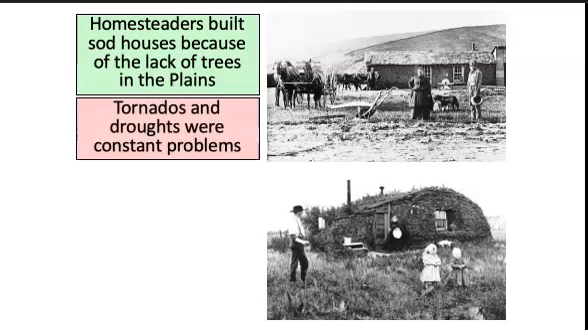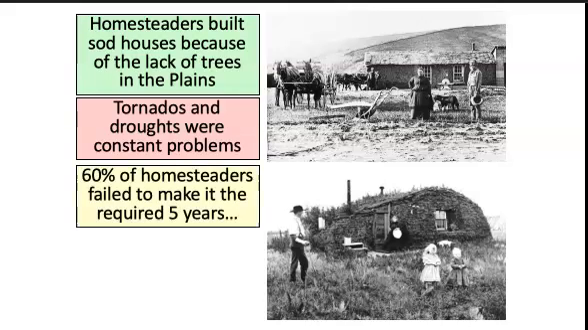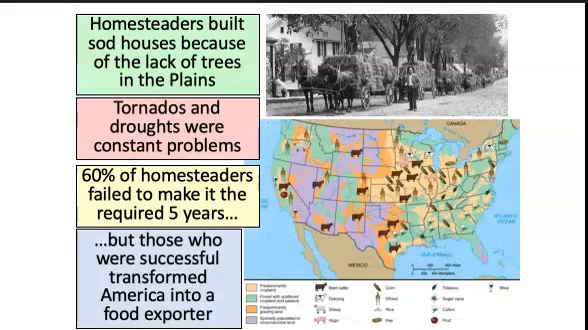Now, tornadoes and droughts were often a constant problem for the people that lived out here, as well as brush fires as well. And although they got the land for free, most of them didn't make it. 60% of homesteaders failed to make it the required 5 years and had to leave their homesteads. However, those that succeeded transformed America into a food exporter for the world.